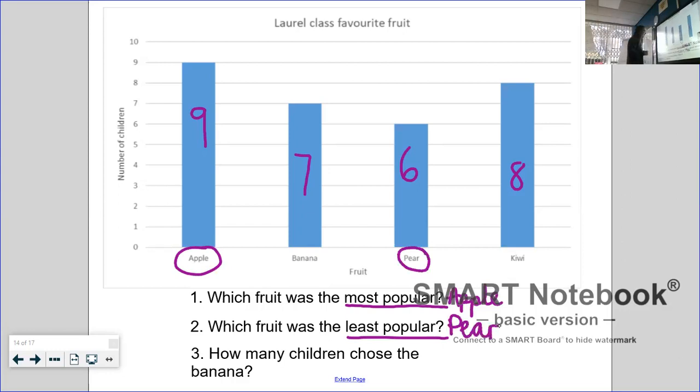And then finally, how many children chose the banana? So I need to look for the banana, look at what my total is for banana, and it is 7. So these are just some questions. They were nice and easy questions, but it helped me to pick the data out of the bar graph.